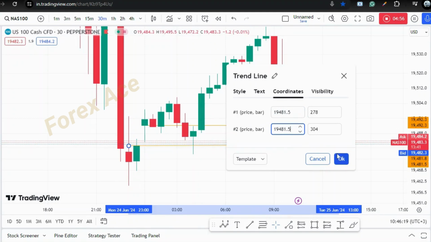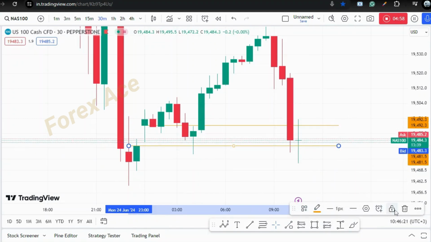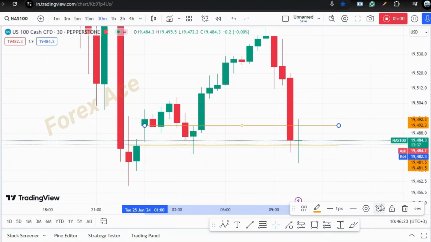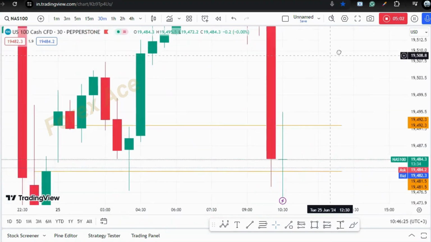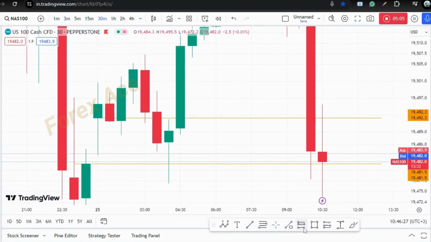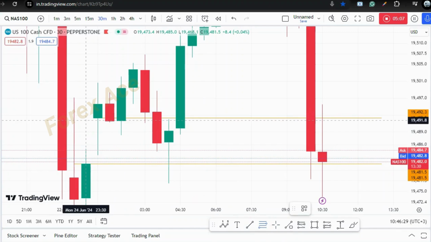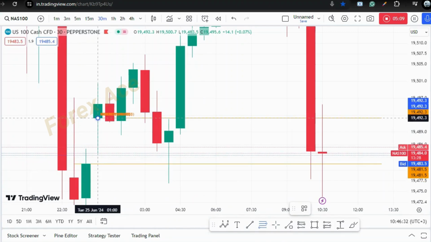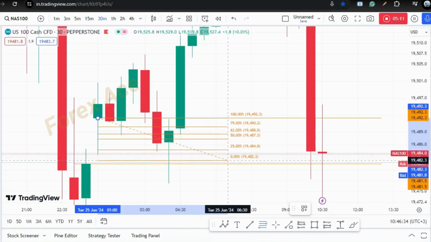So I'm just going to lock it, and then I'm going to find the midpoint. It's very important to have the midpoint of a zone, a key area of interest, because price usually tends to respect it.